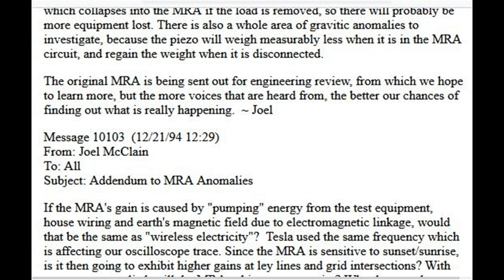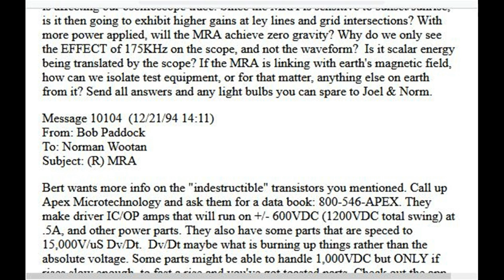Subject: Addendum to MRA anomalies. If the MRA's gain is caused by pumping energy from the test equipment, house wiring and Earth's magnetic field due to electromagnetic linkage, would that be the same as wireless electricity? Tesla used the same frequency which is affecting our oscilloscope trace. Since the MRA is sensitive to sunset/sunrise, is it then going to exhibit higher gains at ley lines and grid intersections? With more power applied, will the MRA achieve zero gravity?